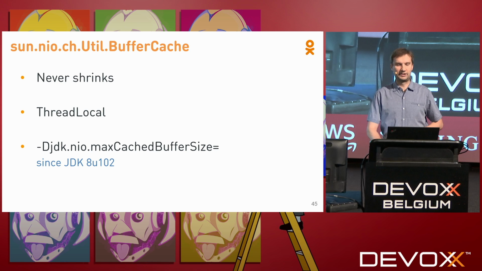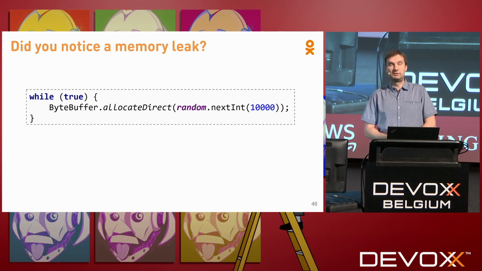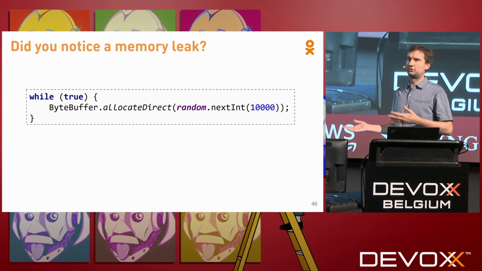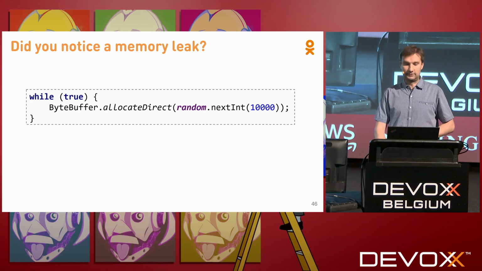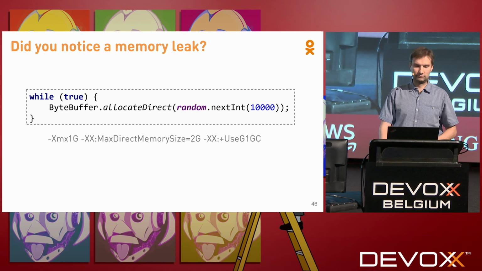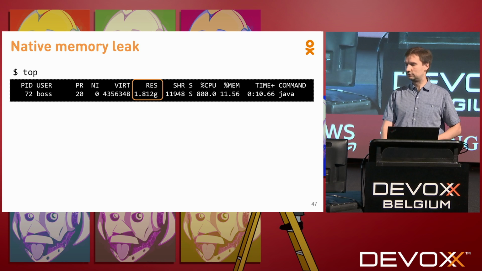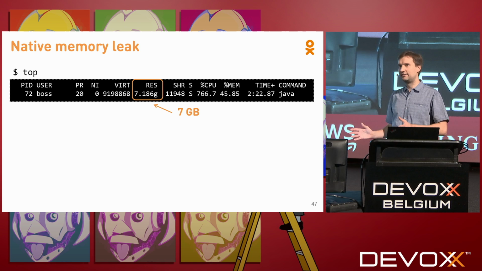But that is not the only problem with direct byte buffers. Look at this code. Nothing bad at first glance. We allocate direct byte buffers, but they are not referenced anywhere, so they can be immediately freed, right? Okay, I ran this test with a small heap and with a relatively small direct memory limit and watched their actual memory consumption. So here, 1 gigabyte heap and 2 gigabytes max direct memory size. I watched the resident set size of the process, which was growing and growing and growing, and became much bigger than direct memory plus the heap size.